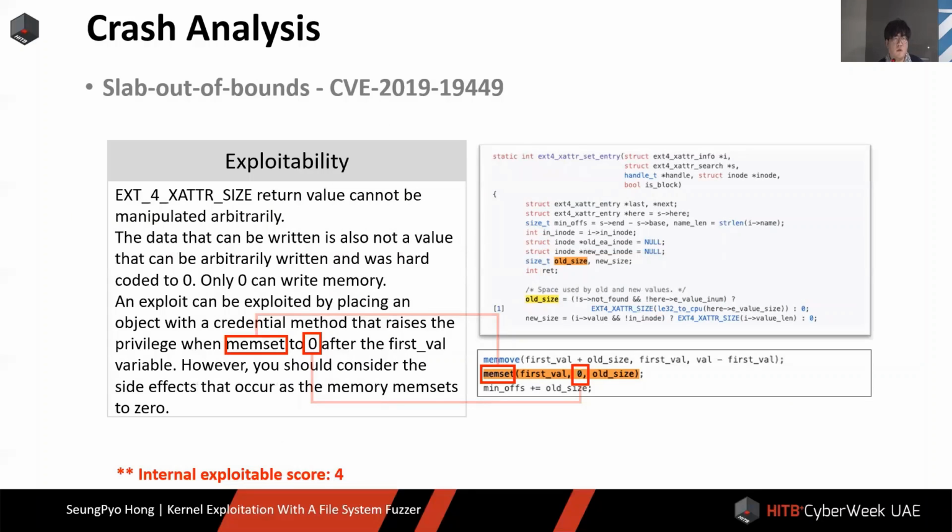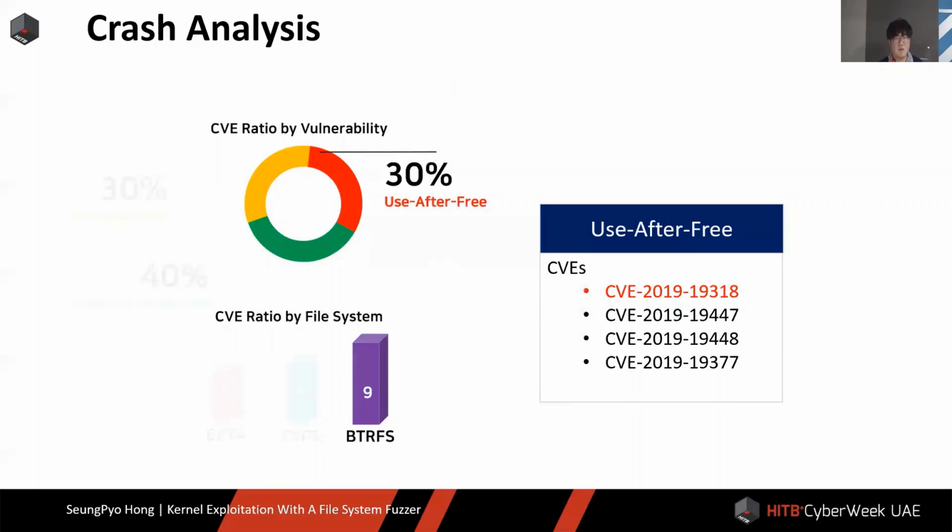I wanted to use this vulnerability, but the memset itself was only 0. And in order to use another method, I had to consider the side effects that occurred when the value was initialized to 0. So we gave it 4 internal points. Next is the UAF vulnerability.